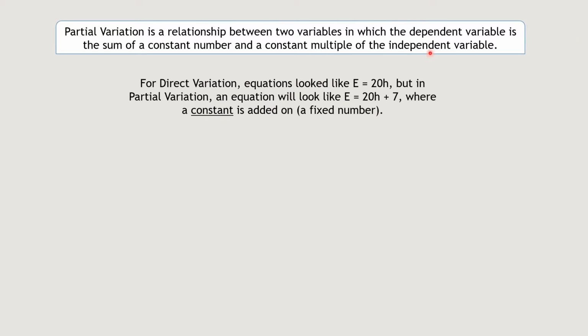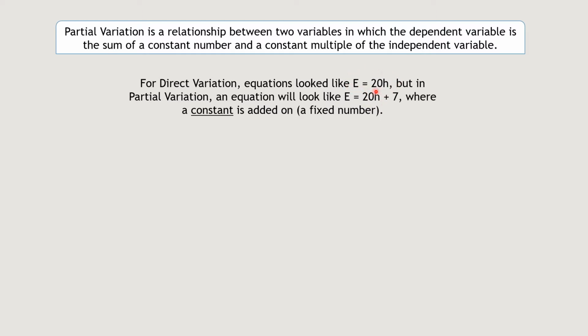So for direct variation, from our last lesson, the equations look like this. For example, if you were getting paid $20 an hour, your earnings would be 20 times however many hours you worked. But in partial variation, the equation would look like this. So there'd be some constant number added on, or subtracted. So you might be getting $20 an hour plus $7, maybe a bonus or something. So there's this little extra piece here. So that's partial variation. That's how we identify it by looking at the equation.